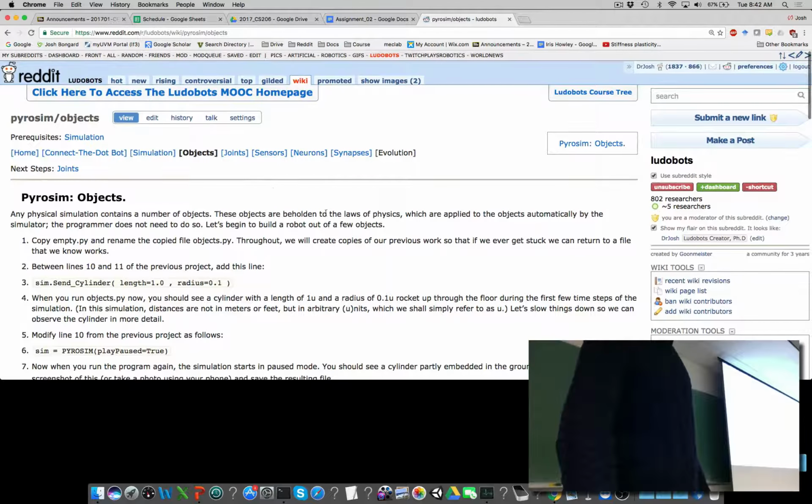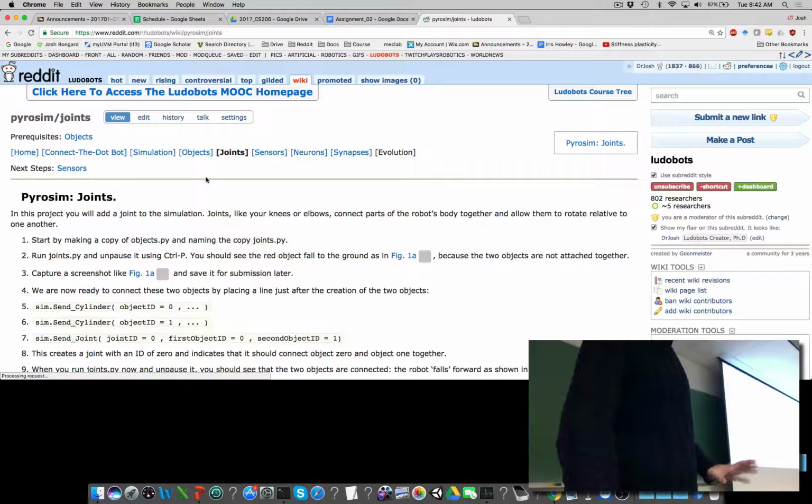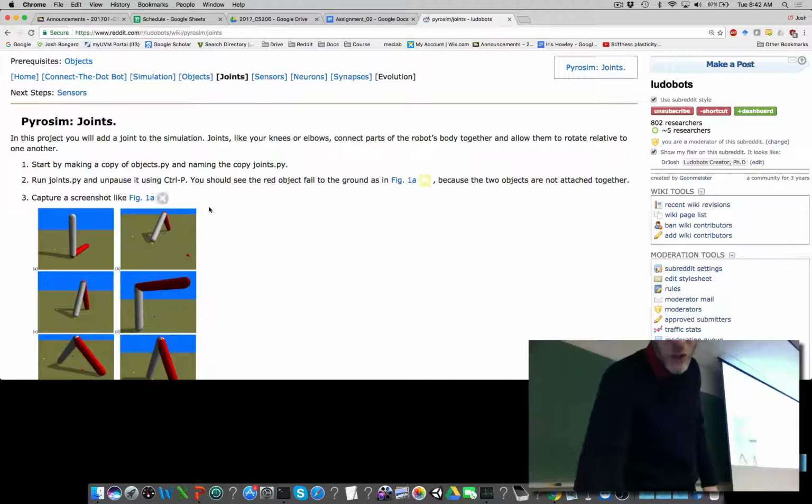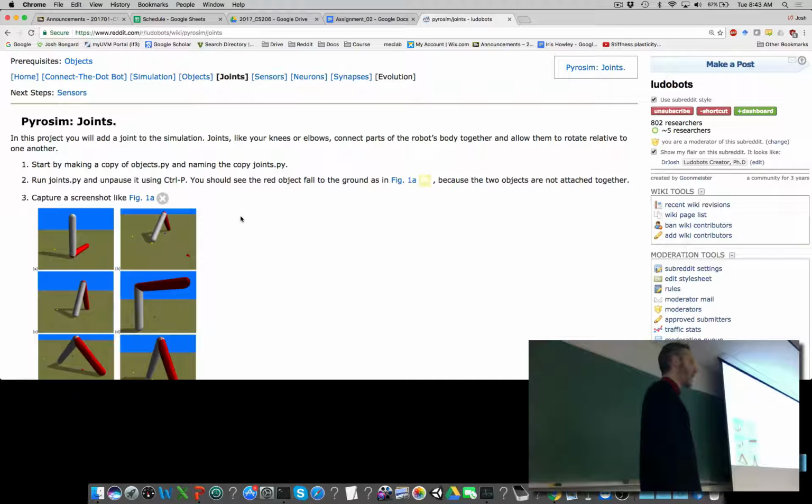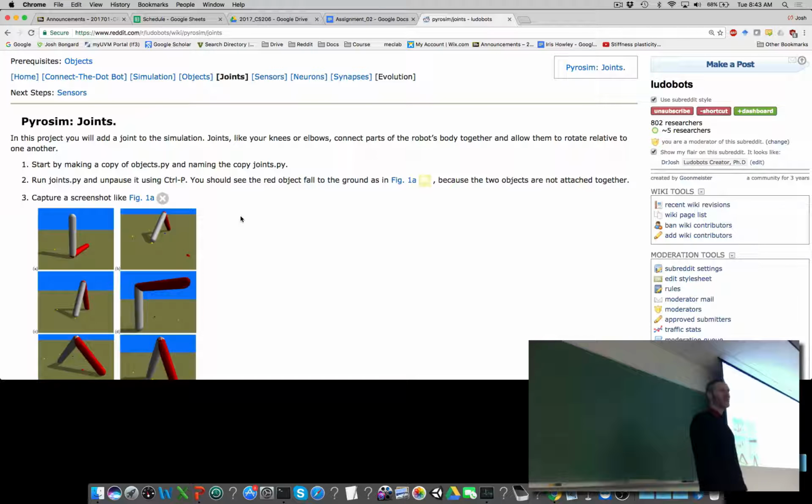Okay, so in the second part of assignment 2, you're going to be working with joints. And joints are going to, like your knee joint or your elbow joint, allow you to connect objects together. And for our purposes for the moment, joints are just going to allow objects to rotate relative to one another. So joints, unlike objects, are a little bit tricky because they're not drawn by the simulator. They're invisible. So the only way you can infer whether you've got the joint specified correctly is by observing how the 2 objects rotate relative to one another.